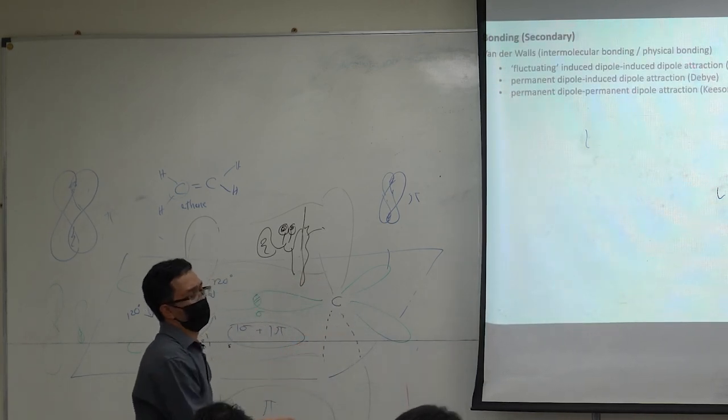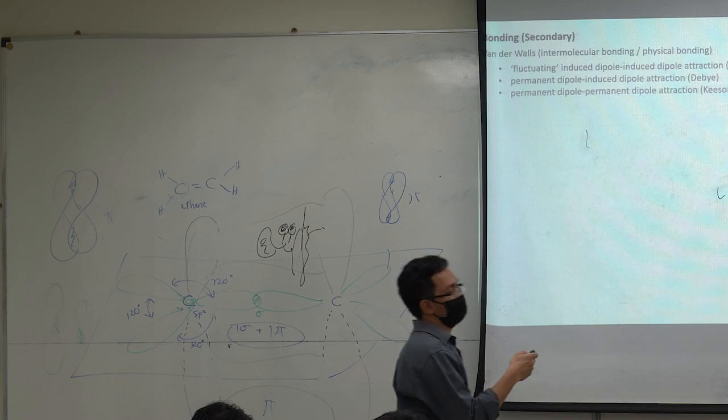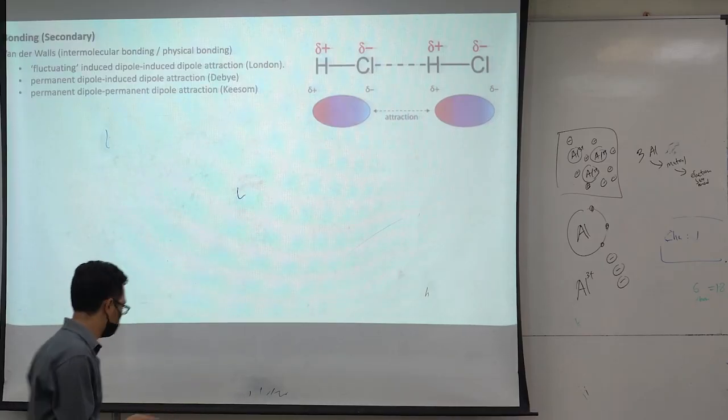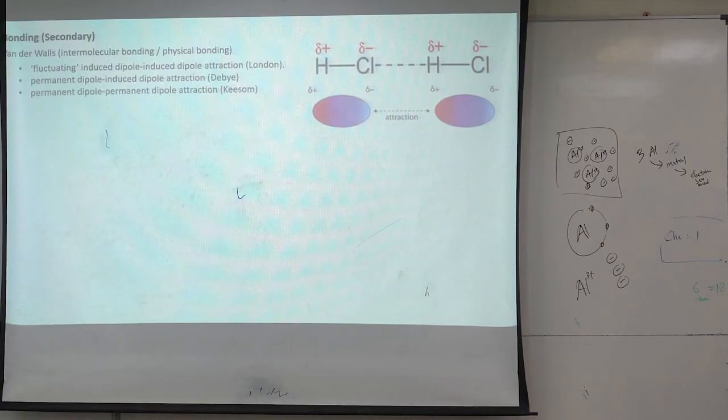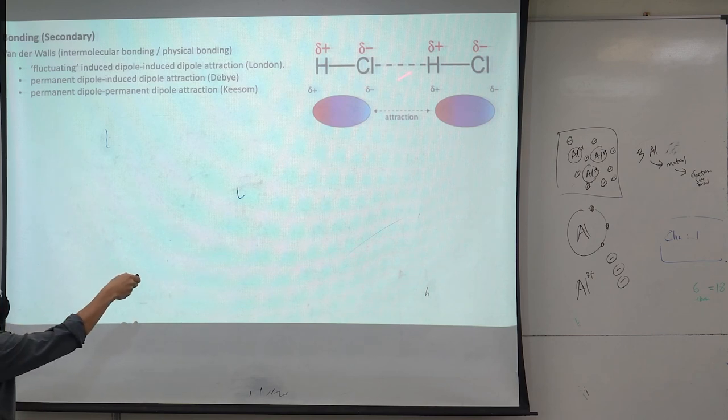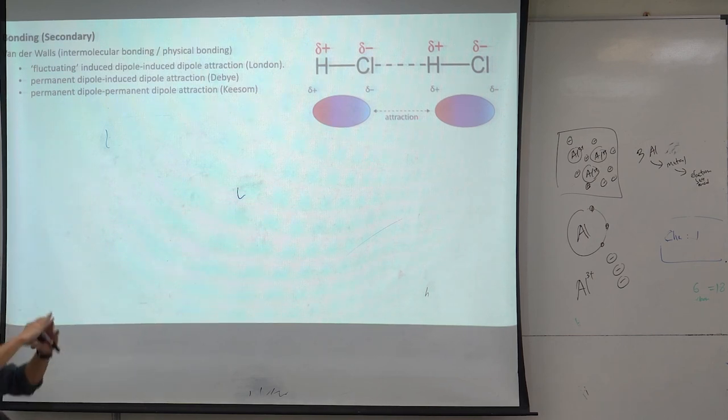Permanent dipole attraction, for example the Keesom force. For example, water, H2O. Okay, look here. So HCl. Cl is more electronegative than hydrogen, so more electrons will be gathered here. Because of this and another HCl, it will orient itself in such a way that negative and positive attract together. This attraction is called van der Waals force. We classify it under van der Waals force. And this is permanent dipole attraction.